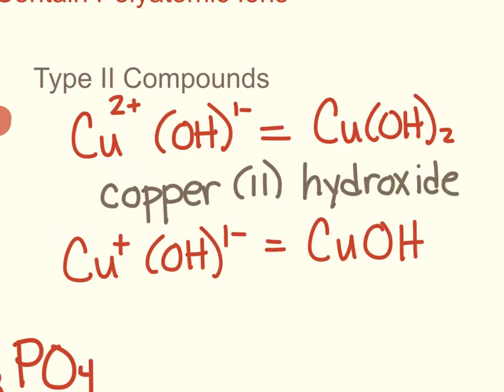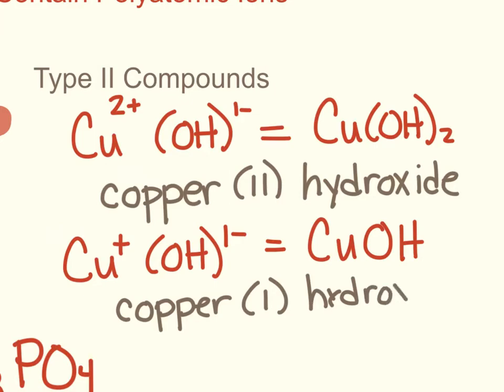When we name this, we again say copper. We indicate the charge with the Roman numeral, so we have a +1. We're going to write the Roman numeral I. And then we just name the polyatomic hydroxide. It's a pretty silly Y that I just drew there. Sorry about that. That's the basics of naming the type 2 compounds and writing out their general formulas.